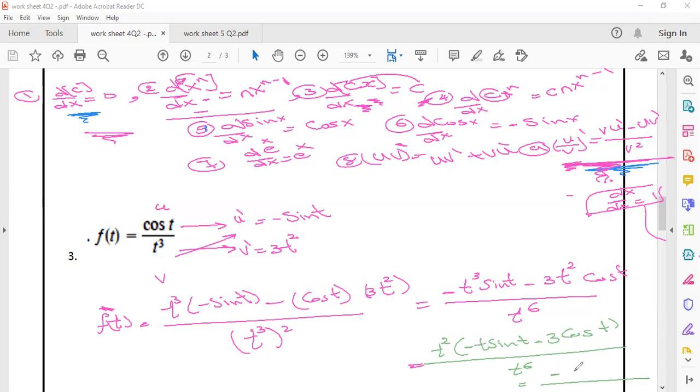So the numerator became what? Yes, t sine of t minus 3 cosine of t. Okay, over what? If we divide t to power 6 by t to power 2, it will be t to power 4. That is the derivative of this function. I hope it's clear. That is the letter t multiplied by sine of t minus 3 cosine t, over t to power 4. That is your answer, in the simplest form. Okay.